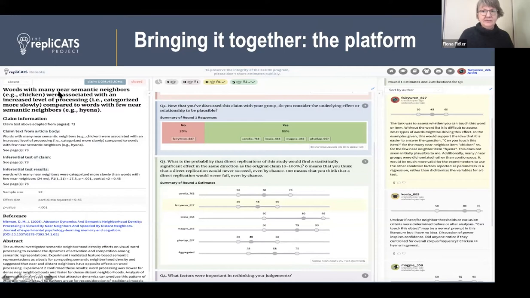So you can see on the left side, you have information about the article, including a link to the full text of the article, some summary of the results. And then in the middle pane, in the first round, participants are answering questions. What you're seeing here is a view from the discussion round where participants can see each other's interval judgments. So the question in the middle of the screen here is, what is the probability that direct replications of this study would find a statistically significant effect in the same direction as the original study? So here you have answers from five different participants. You can see their interval judgments. So you've got information about how certain they are about that probability judgment. And then on the final pane are their comments, the reasoning and the justifications for those quantitative judgments that they've given.